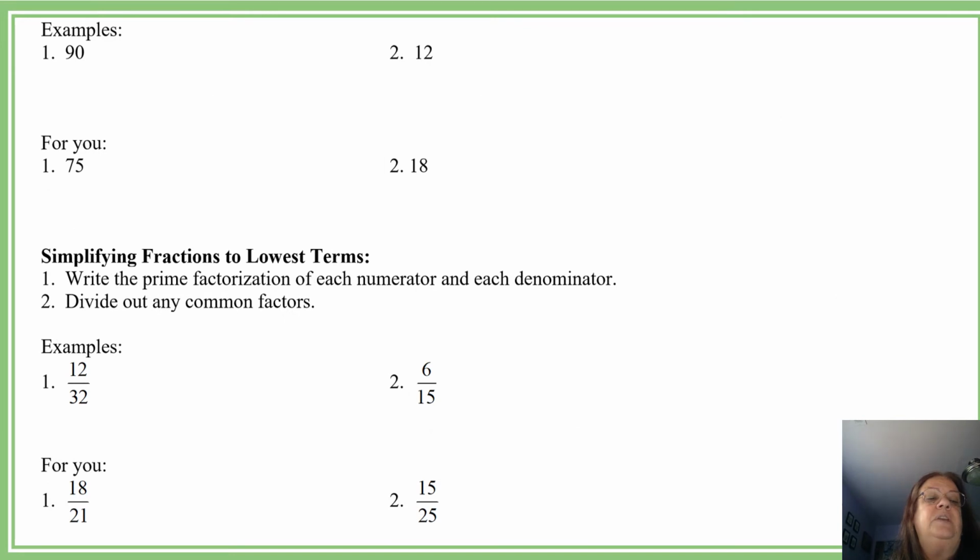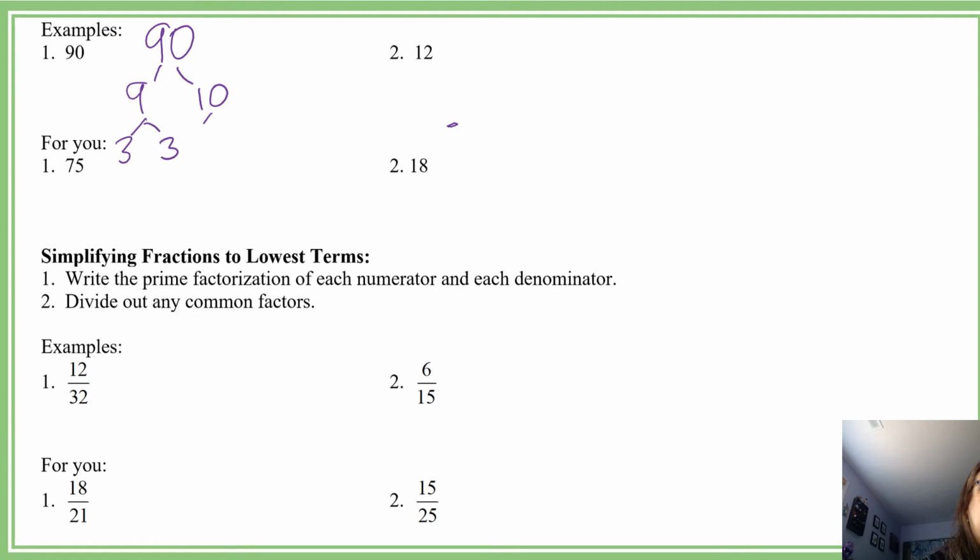All righty. So prime factor 90. Well, let's see. 90 is 9 times 10. Those are the obvious. 9 is 3 times 3, and 10 is 2 times 5. So my prime factors are going to be 3, 3, 2, and 5, because those are all prime.